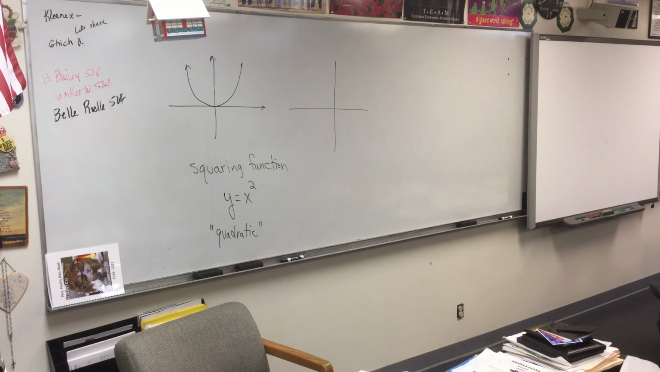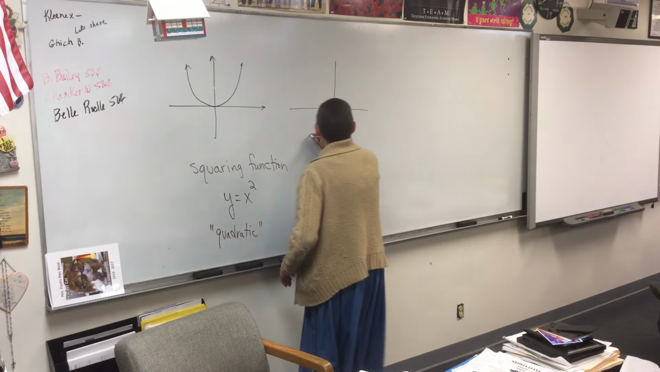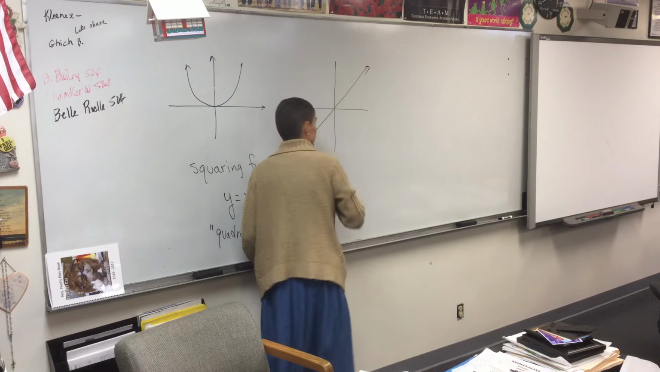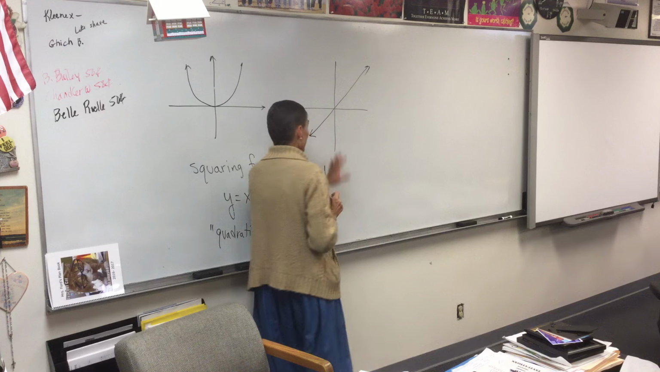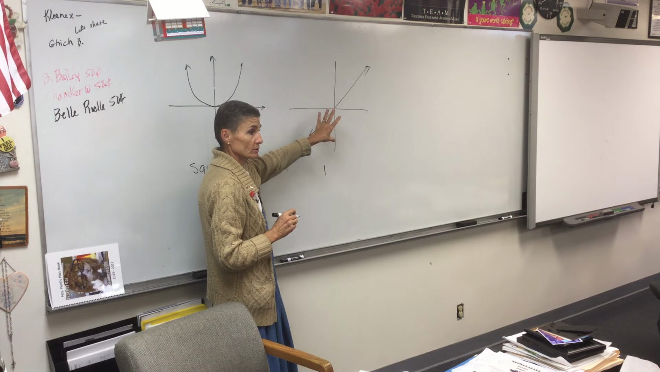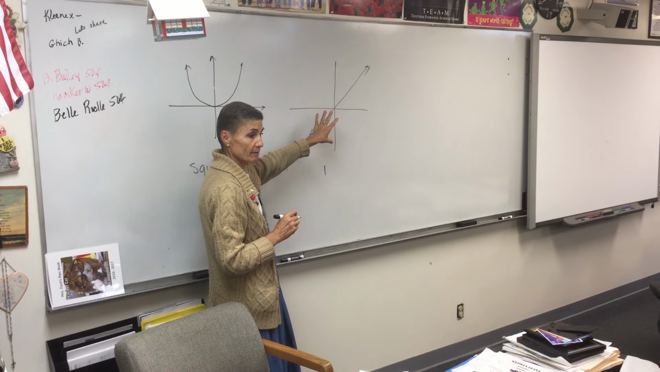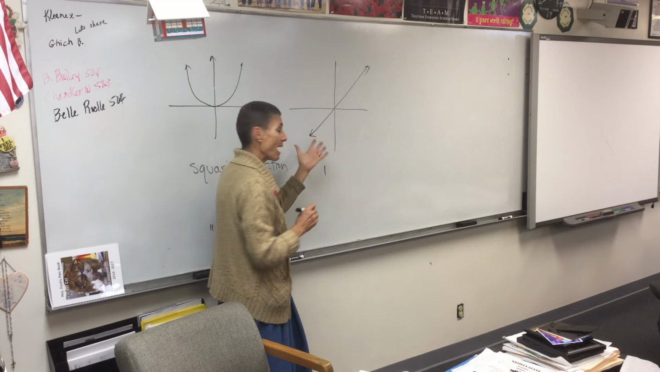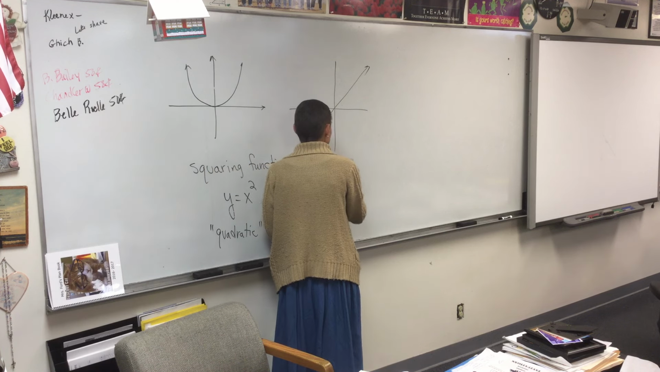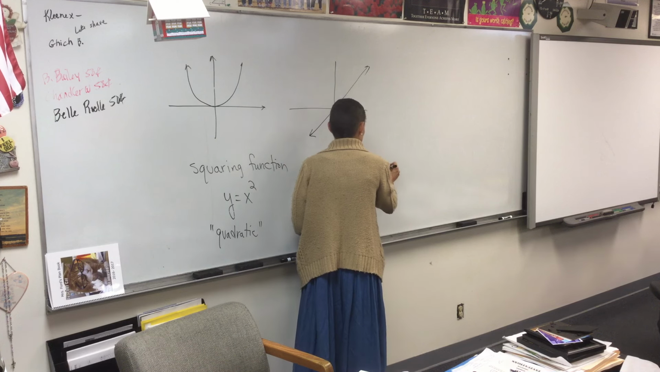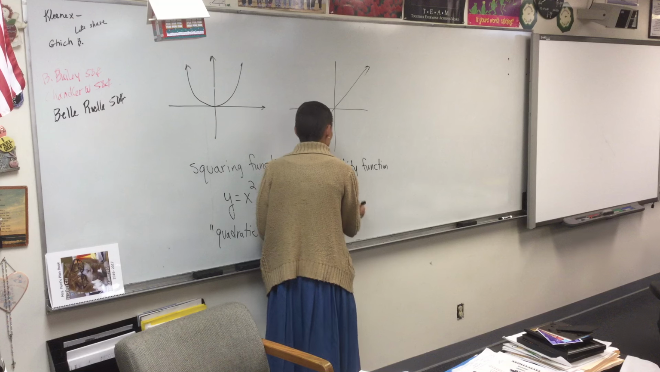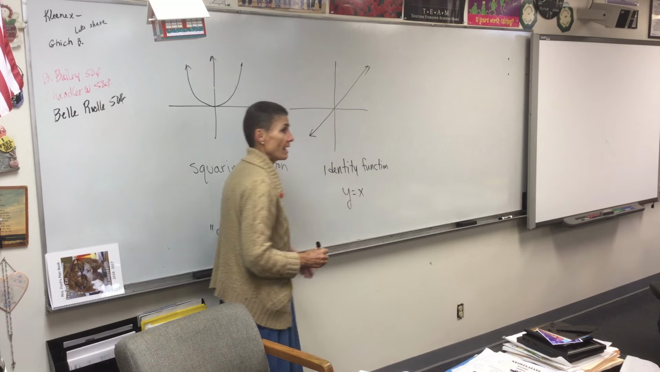Okay, so the next one I want to put on here is this picture. That is called, okay, so on the front is the picture, remember. So on the front of your flashcard, you're making that picture. And then on the back, the name of it is the identity function, and its equation is y equals x.